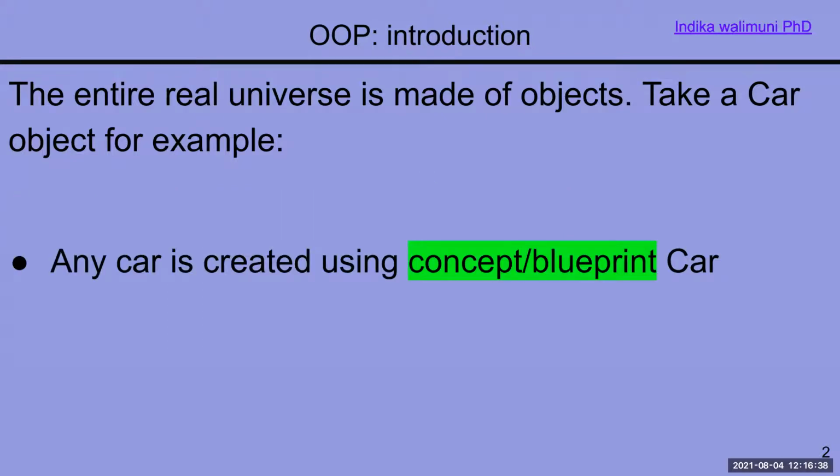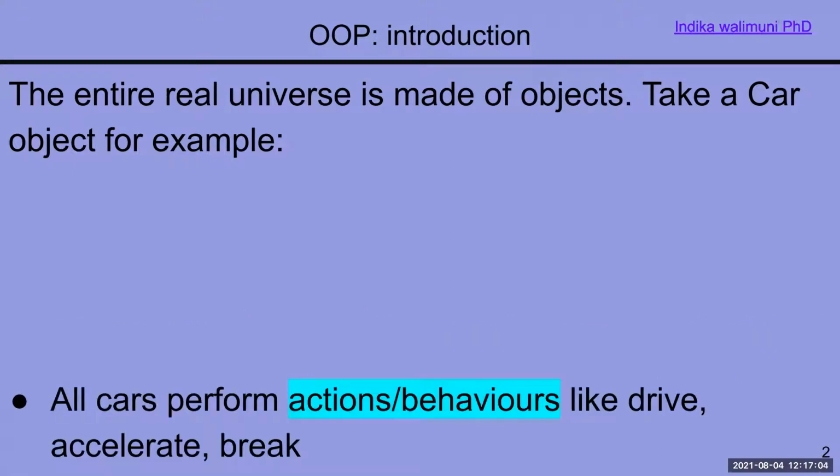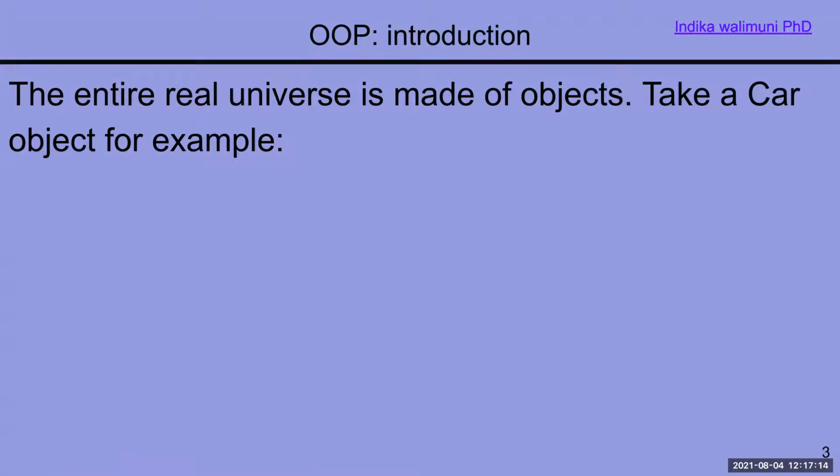So basically, the manufacturer creates a car following a concept of the car, or the blueprint. All cars share similar features like brand, model, VIN number, plate number, and many more. All cars perform actions or behaviors like driving, accelerating, braking, steering, and much more.